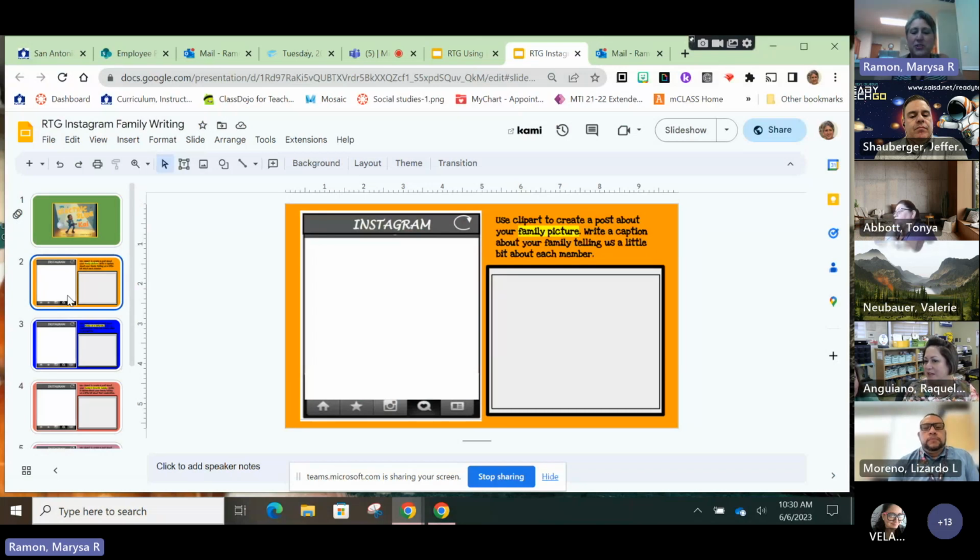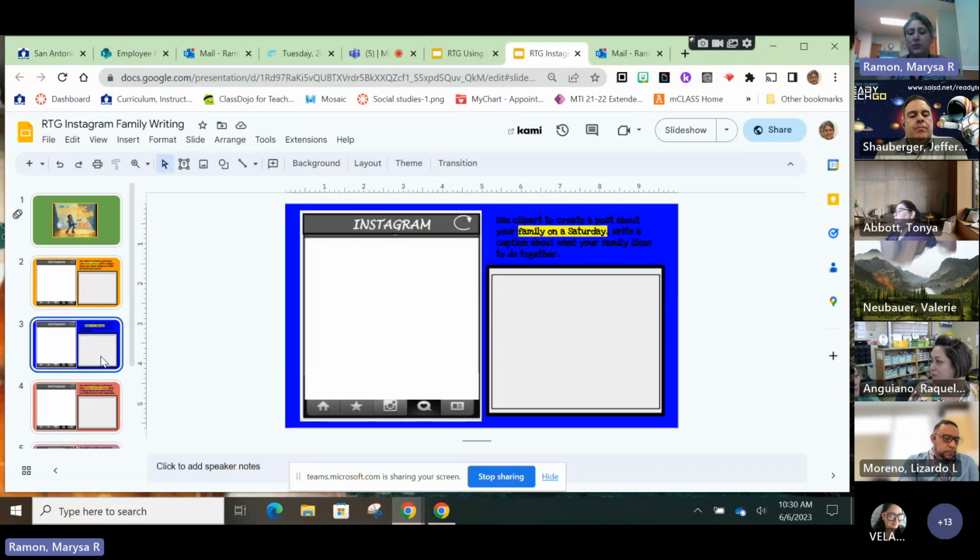And so we did an Instagram writing this week. Use clip art to create a post about your family picture, and write a caption about your family telling us a little bit about each member. So their picture would go here and their writing would go here.